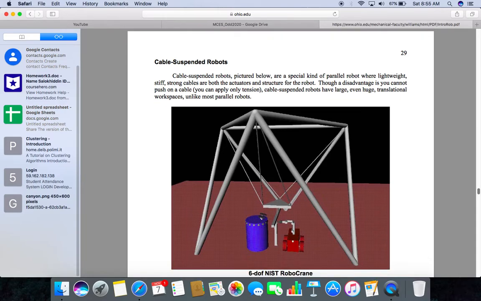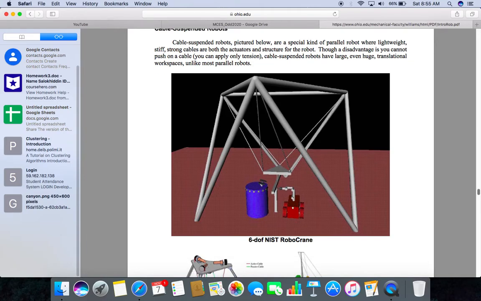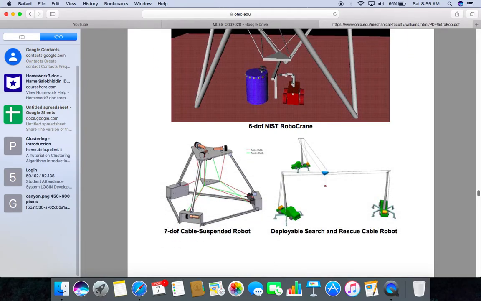Cable suspended robots, pictured below, are a special kind of parallel robot where lightweight, stiff, strong cables are both the actuator and structure for the robot. A disadvantage is that you cannot push on a cable, you can apply only tension. Cable suspended robots have large, even huge translational workspace, unlike most parallel robots. 6 DOF NIST RoboCrane. 7 DOF cable suspended robot, deployable search and rescue cable robot.